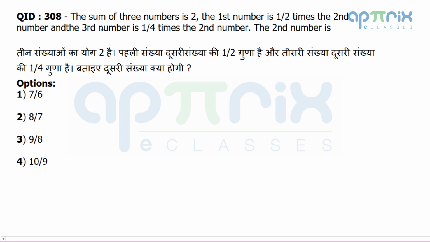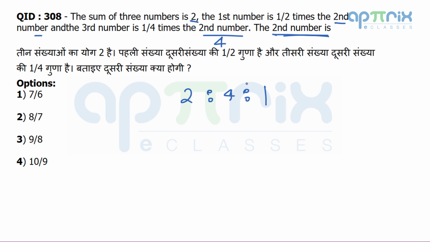8th question. The sum of 3 numbers is 2. The first number is half times the second number, and the third number is 1/4 times the second number. Obviously, we need to assume the second number to be something. And what? 4. Because both numbers are given with respect to the second number. So if I assume the second number to be 4, you clearly see the first number is half of that, 2, and the third number is 1/4 of the second number. It will become 1. That means these are the numbers 2, 4, 1.